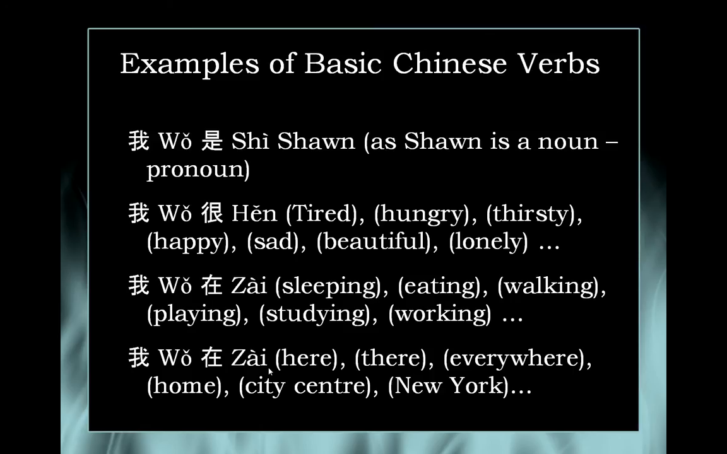Just like in English, if you say I am at home, I mean, technically being at home is a verb. I am at home. So it's similar in Chinese. 我在 here, there, everywhere, home, city center, New York, whatever place you want to be. So I hope that has clarified how basic Chinese verbs work for you.